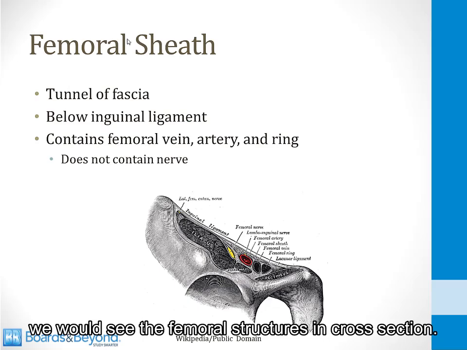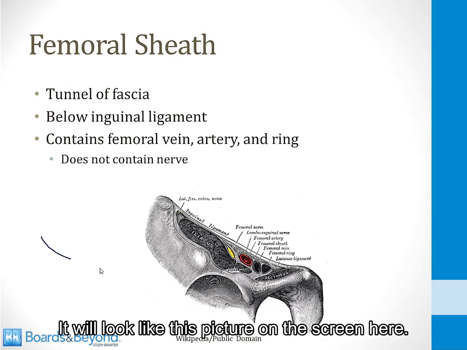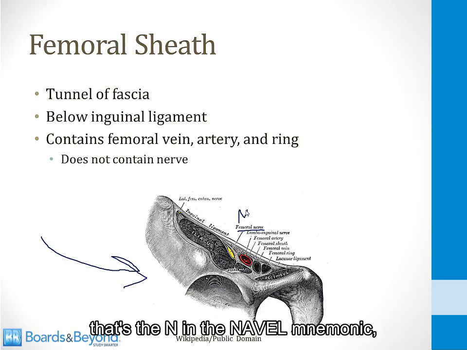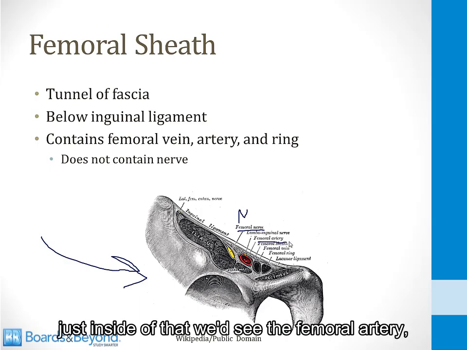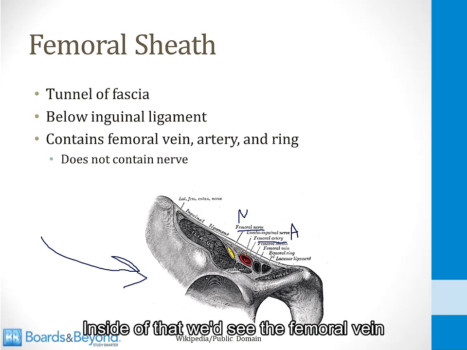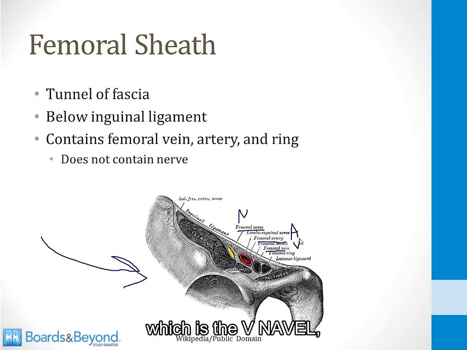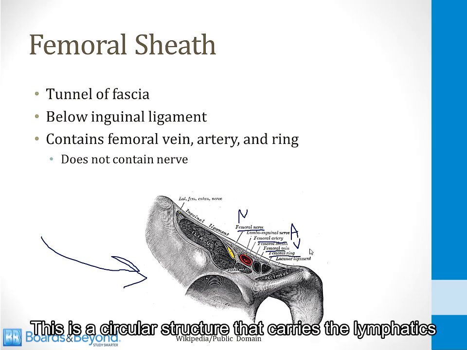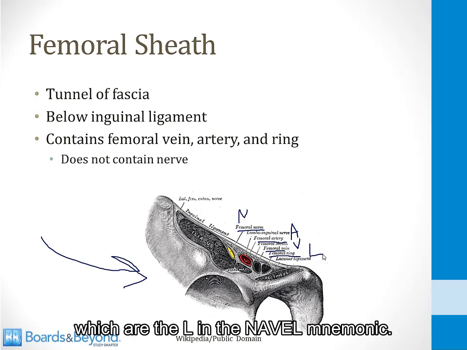If we were to stand just above the inguinal ligament and look down towards the foot of a patient, we would see the femoral structures in cross-section. It would look like this picture on the screen here. The most lateral structure would be the femoral nerve. That's the N in the NAVEL mnemonic. Just inside of that, we'd see the femoral artery. That's the A in the NAVEL mnemonic. That's the red structure in this picture. Inside of that, we'd see the femoral vein, which is the V in NAVEL. And then inside of the vein, we would see something called the femoral ring. This is a circular structure that carries the lymphatics, which are the L in the NAVEL mnemonic.